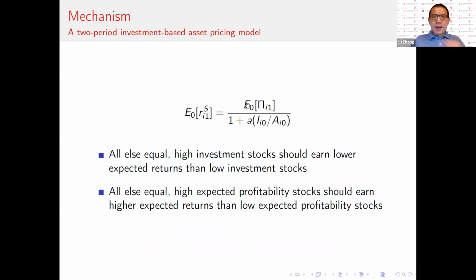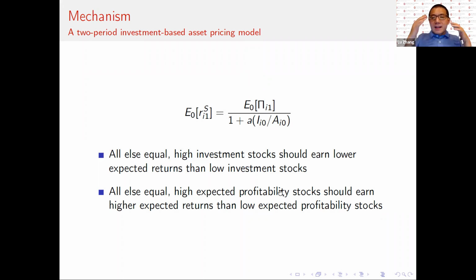Go back to the equation. In theory, it's not that high profitability stocks earn higher rates of returns. It is high expected profitability stocks. Keep in mind the pi one is stated at t plus one, it's future profitability. So in theory, it's expected profitability. And in practice, we simply use current profitability as a proxy for the expected profitability, expected ROE.